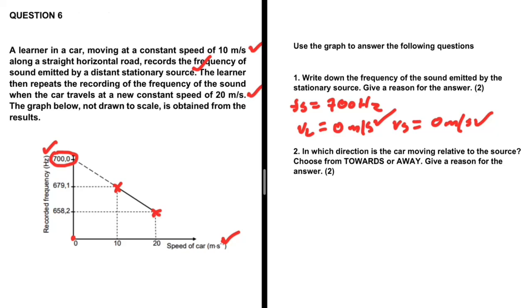The second question: in which direction is the car moving relative to the source? Choose from towards or away. Give a reason for the answer. So, again, we need to answer this question basing it on the graph that we have. So take a look at this.